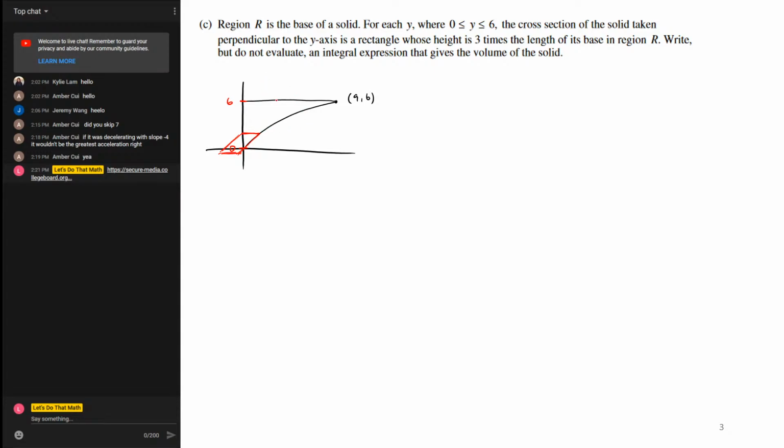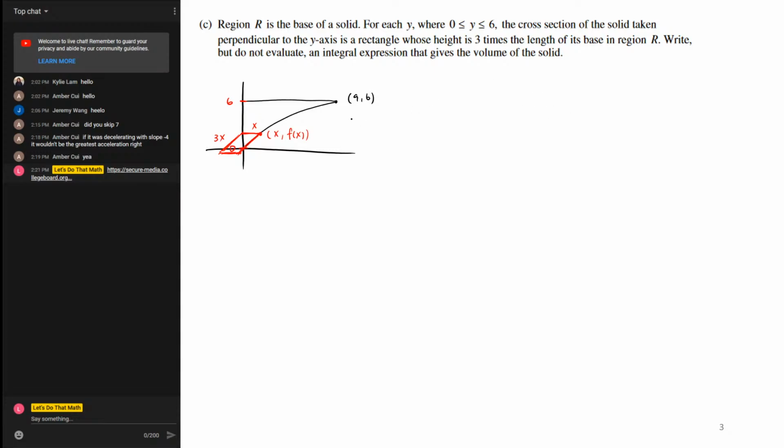So the idea is I have some x value here, right? So this is going to be the x value of this coordinate, which is going to be given by x, and the function was y is equal to 2 square root of x, right? So this is like f of x or something. And then the height of this rectangle that's coming out of the paper is going to be 3 times that. And then we're going to do that for all of the x values or y values from 0 to 6.